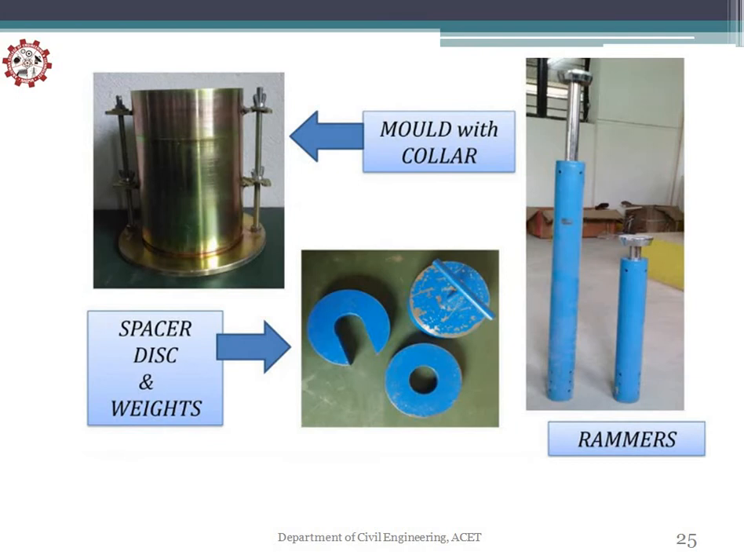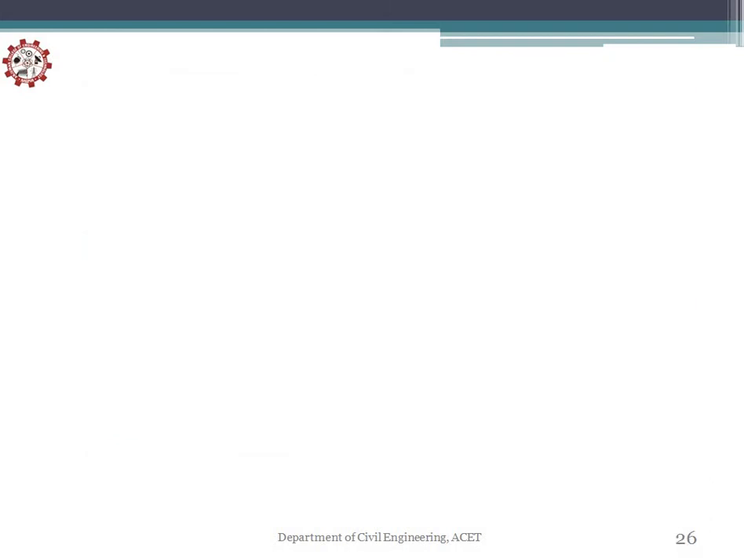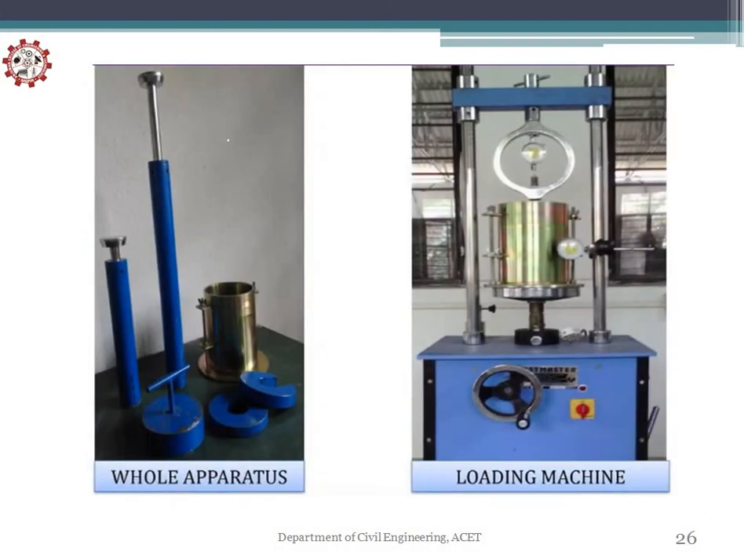These are the equipment used: mold with collar, spacer disc and weights, and rammers. This is the whole apparatus. This is the loading machine.